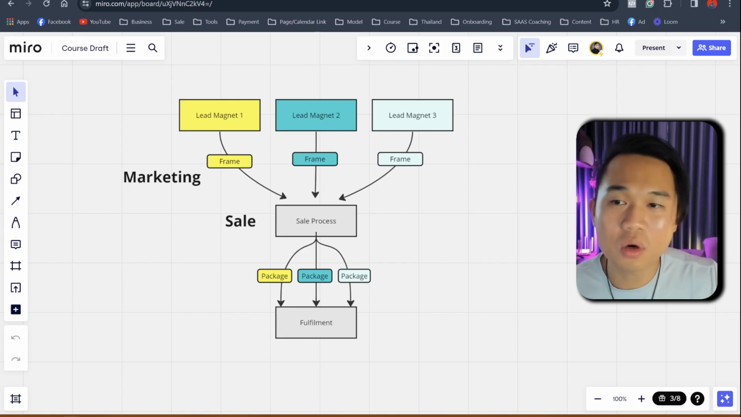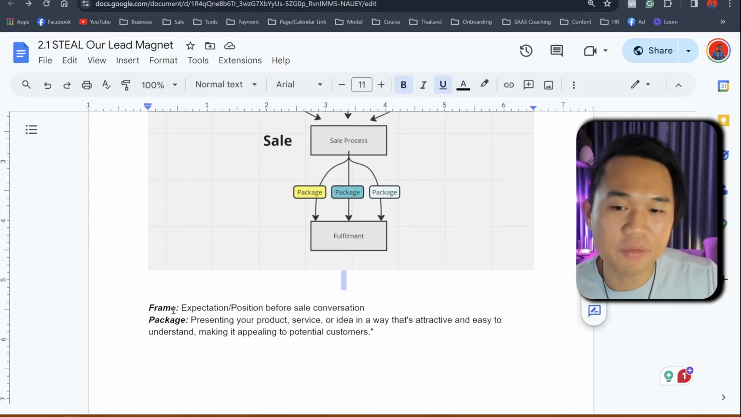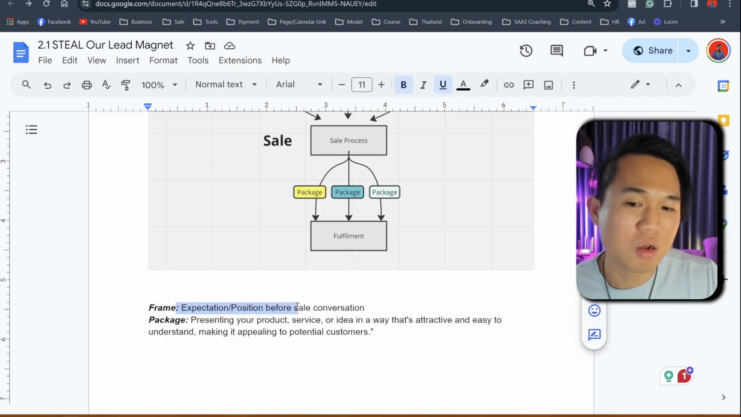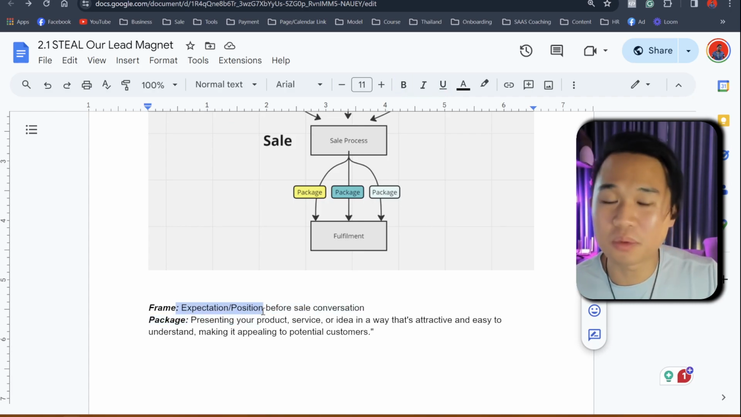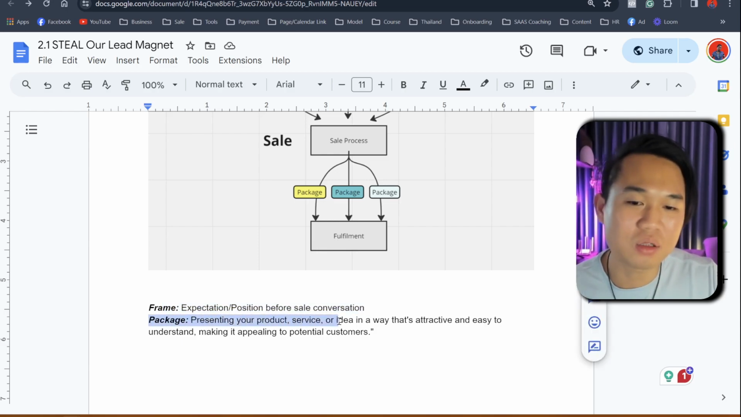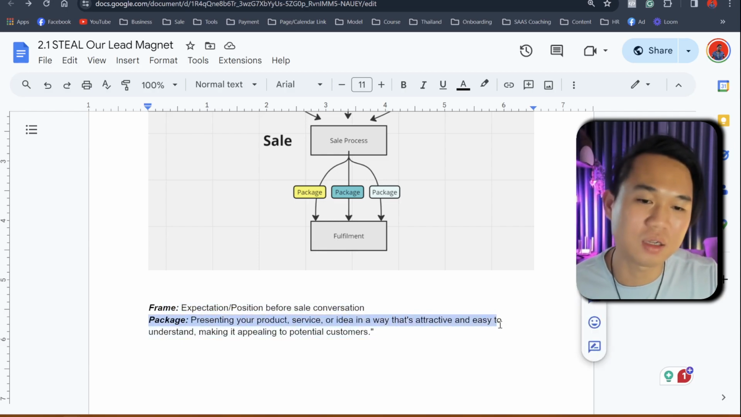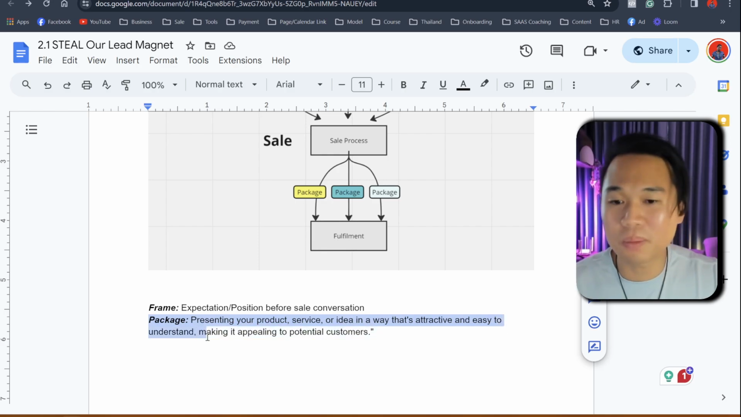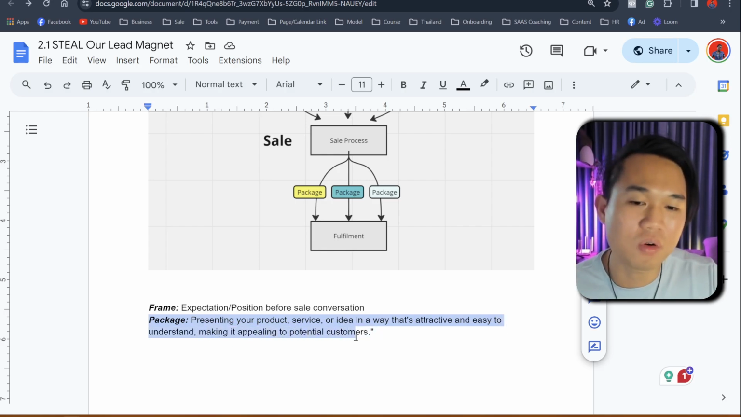So you can see here, we're going to define what all of these words mean. Frame is pretty much an expectation or position, how you position yourself before the sales conversation. Packaging is presenting your product, service, and idea in a way that makes it attractive and easy for people to understand, and making it appeal to a potential customer.